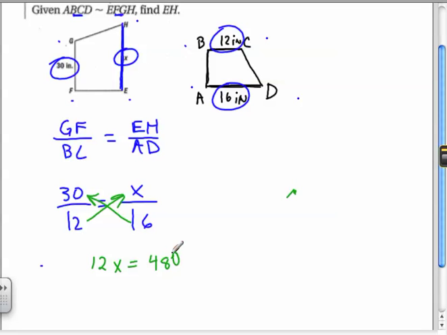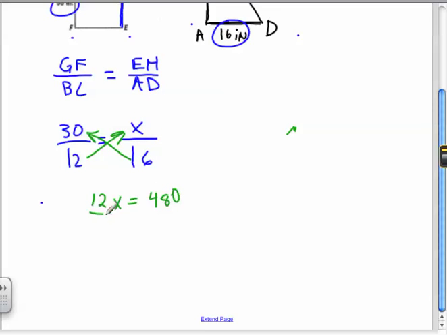Excellent. Okay, so now let me scoot down just a little bit. I need to divide both sides by 12. Trigo, what does x equal? What's 480 divided by 12? Do you have a calculator in your hand? Oh, good. Well, what's 48 divided by 12? Good. So what's 480 divided by 12? 40. Beautiful. So this is 40 inches. I need to make sure that I put in my units there.